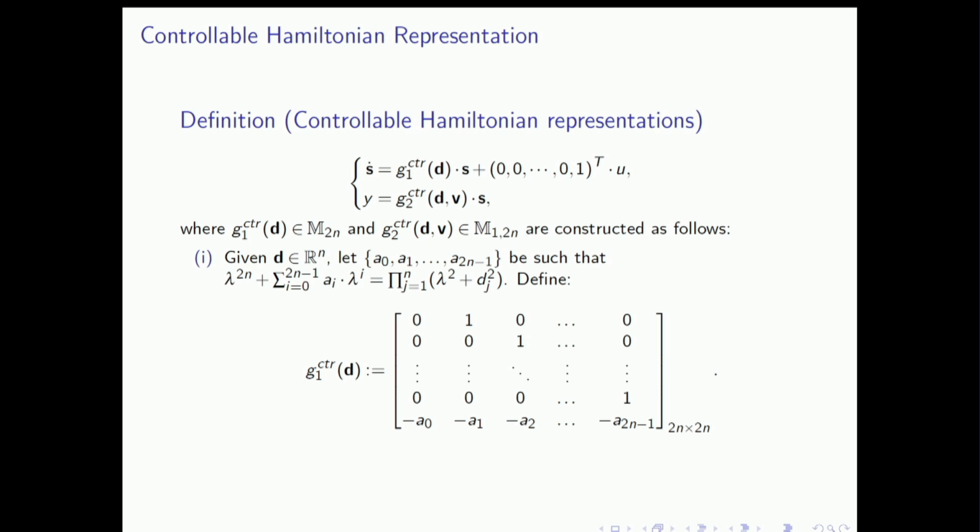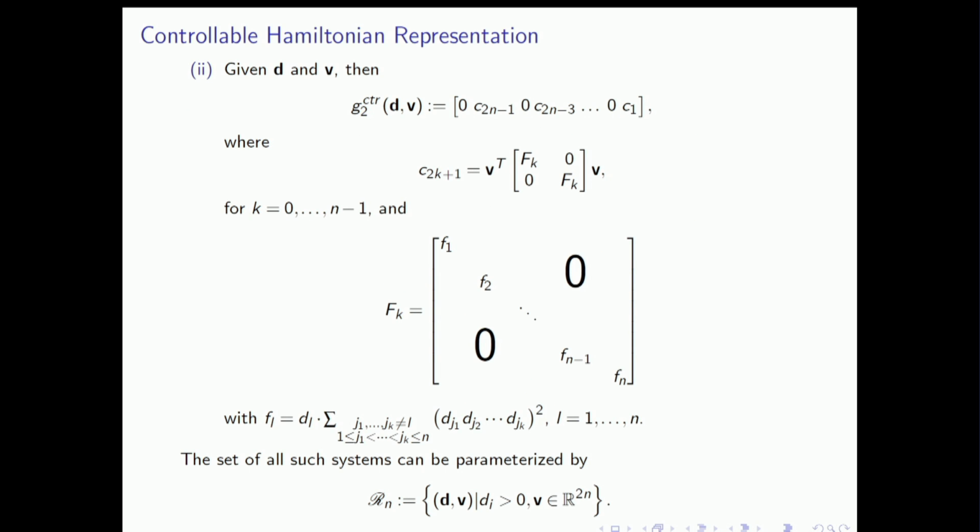The other one is G2 CTR, which is in the readout. It's a vector, so this is more complicated. In this one, half of the entries are zeros, and the other half, the C's, are given by this expression here, where you have Fk. Fk is defined with this diagonal thing, and then each entry is again a function of all these D's. I'm going to denote the set of D and V's by Rn, and the set of Q and B's by Phn, which is the set of power Hamiltonian systems.